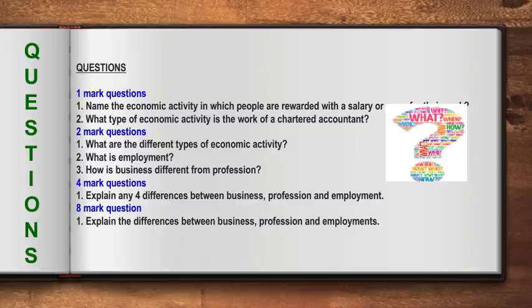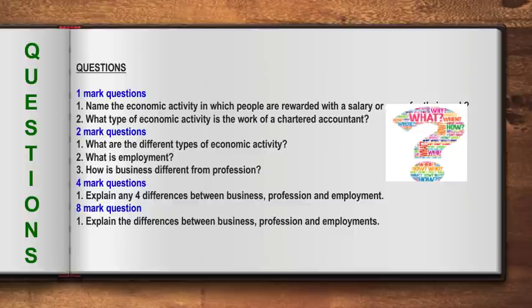Name the economic activity in which people are rewarded with a salary or wage. So, which one is that? Can you guess? It is the third one, which is employment, because in employment only they get a salary or wage. Then, what type of economic activity is the work of a chartered accountant? Chartered accountant now comes under a professional. So, the economic activity would be profession.